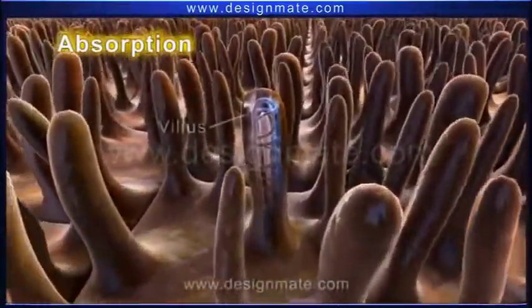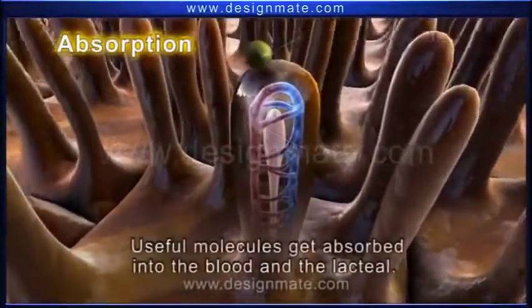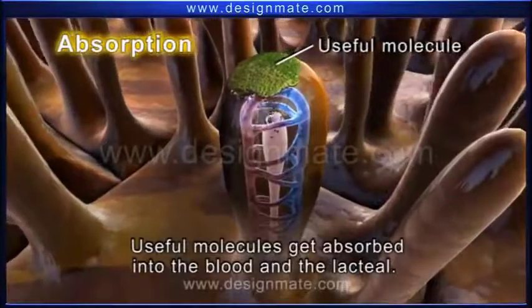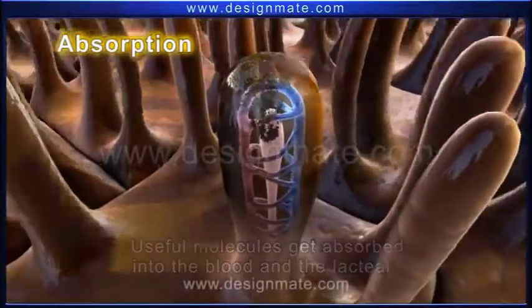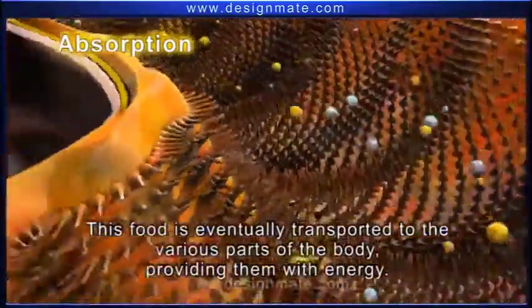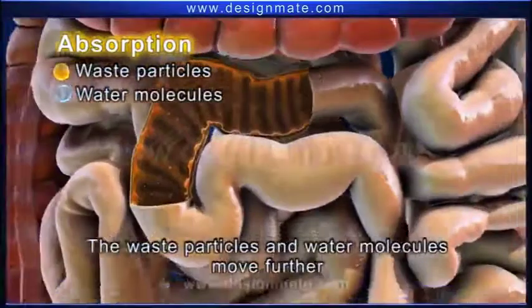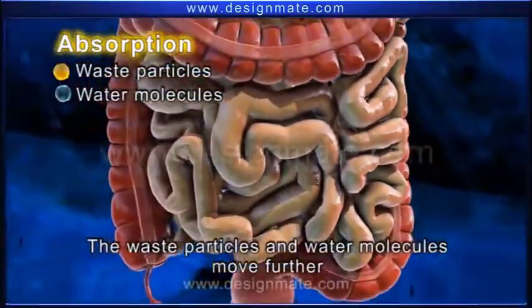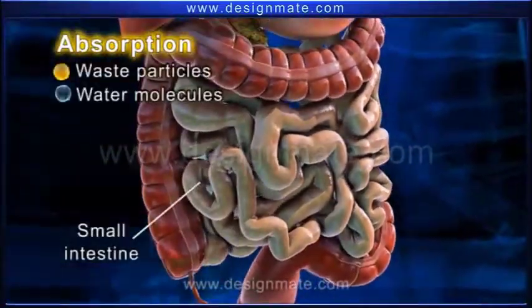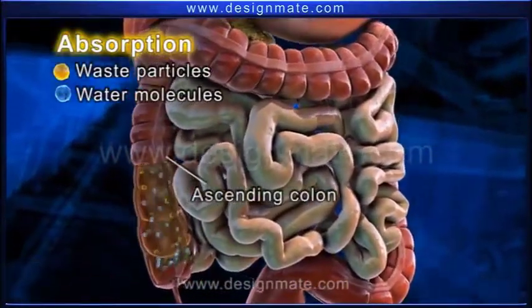A closer look at a villus shows the blood vessels and the lacteal. The useful molecules get absorbed into the blood and the lacteal. This food is eventually transported to the various parts of the body, providing them with energy. The remaining unabsorbed waste particles and water molecules move further. These molecules further pass through the small intestine and finally reach the ascending colon of the large intestine.